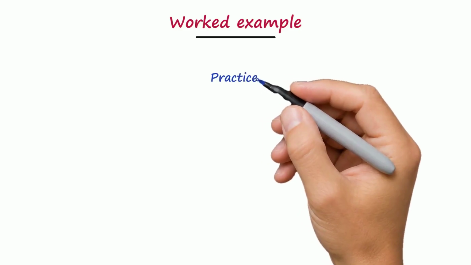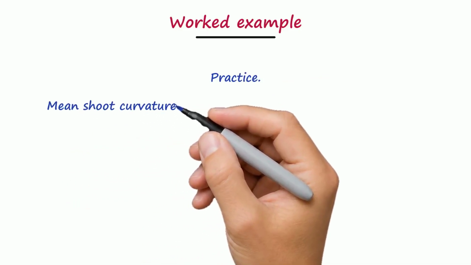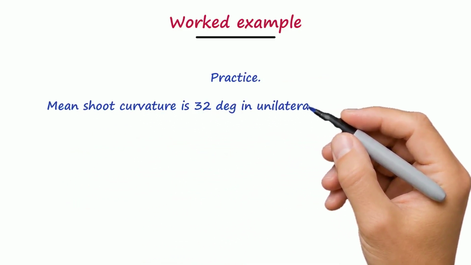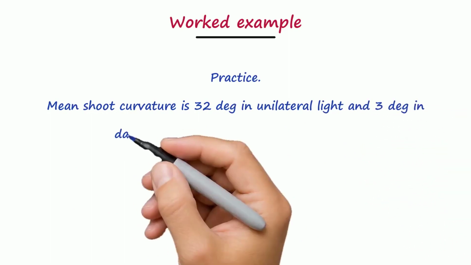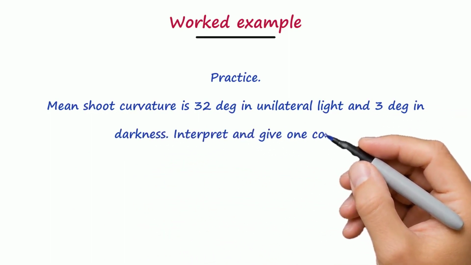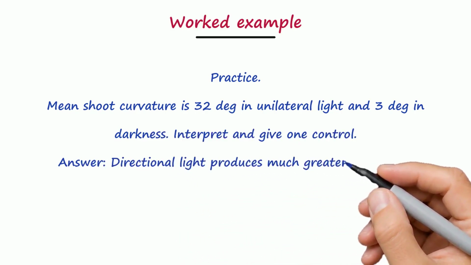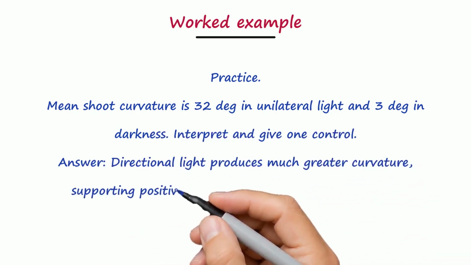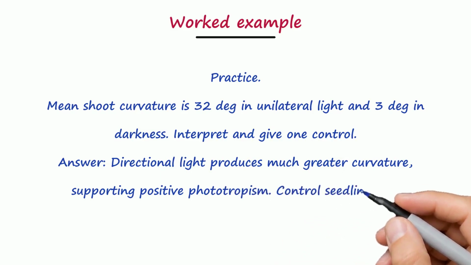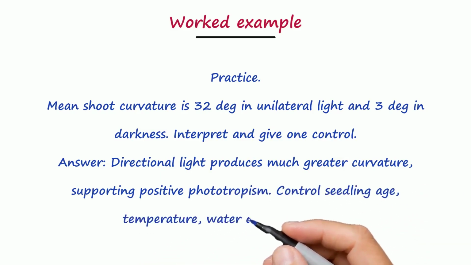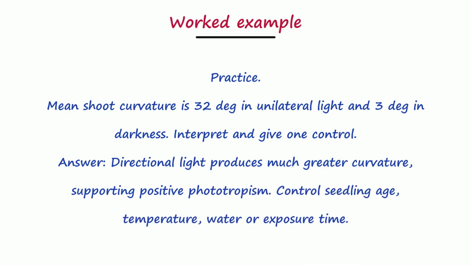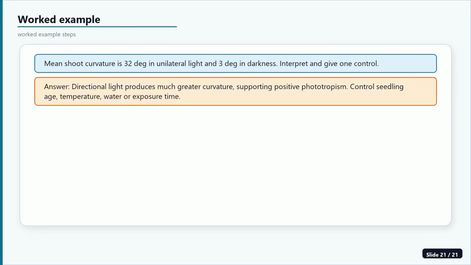Practice. Mean shoot curvature is 32 degrees in unilateral light and 3 degrees in darkness. Interpret and give one control. Answer. Directional light produces much greater curvature, supporting positive phototropism. Control seedling age, temperature, water, or exposure time. Watch the numbers land in the matching symbols. Check that units cancel cleanly. If they do not, the setup is wrong even before the arithmetic.